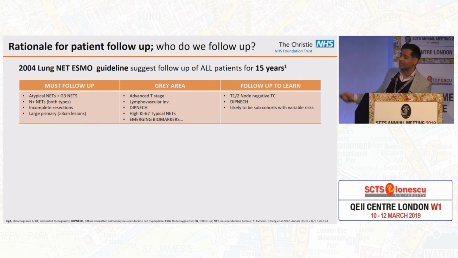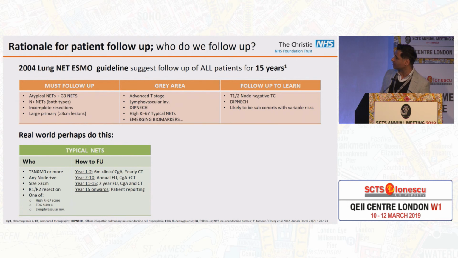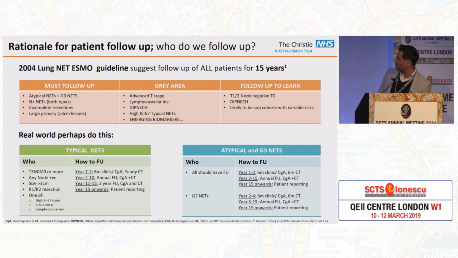Follow-up to learn. So these are for the academic units. You might want to follow up these patients to see what the survival curves map out like. And so in the real world, perhaps you can do this. For the typical NETs, you start at the T3, N0, M0 cancers, any node positive cancers, size greater than 3 centimeters, the R1, R2 resections, and any of these factors, and you follow them up with that. I'm not going to go through it all. And the atypical and the grade 3 NETs all should be followed up, but you follow them up more intensely. So as you go from the atypicals to the grade 3 NETs, the follow-up just becomes more and more intense. And perhaps that's the way that we should do this.